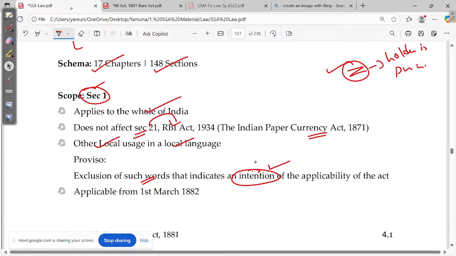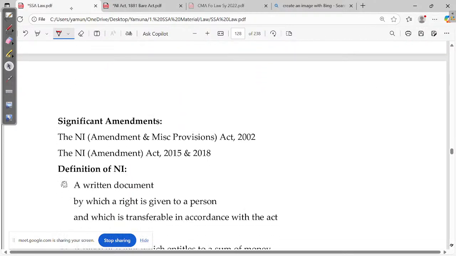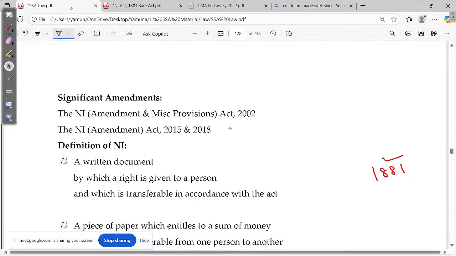Okay, the question of applicability. From when is it applicable? See, the Act has been enacted from this year, but the applicability is from 1st March 1882 only. Especially CMA Foundation and CMA Inter, you have to give focus to this one word. So after reading 1881, don't think that is the date. Okay, it is applicable from 1882. Some amendments we have in 2002, in 2015, in 2018.